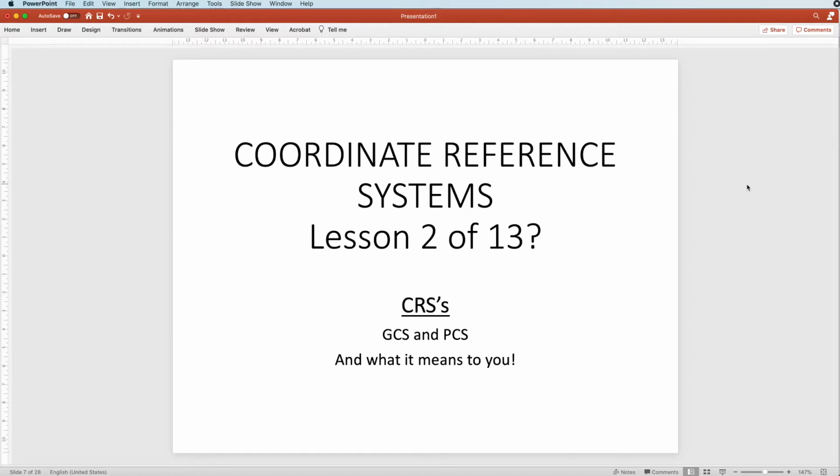This is lesson 2 of maybe 13, who knows, but quite a few lessons, working on orienteering maps and trying to figure out just what the heck you're doing. Hopefully I don't steer you too far astray.